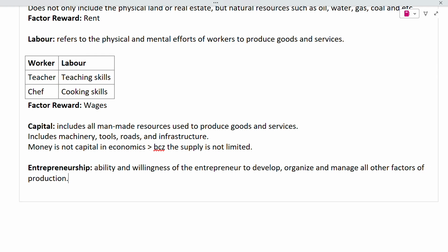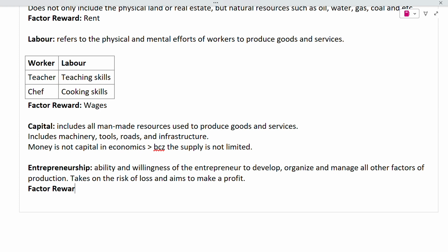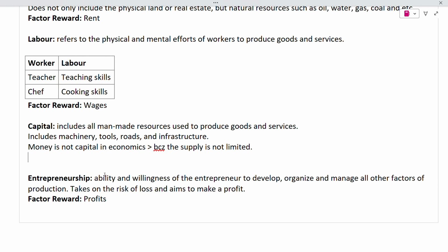So this factor of production basically combines all the other factors of production to produce goods and services. This factor of production also takes on the risk of loss and aims to make a profit. So the factor reward for entrepreneurship is the profits that they make. Now, we missed the factor reward for capital.